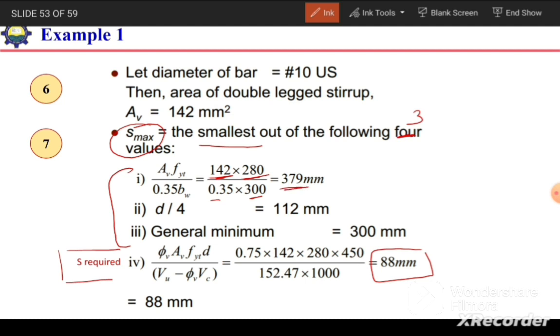So it comes out to be 379 millimeter, and as the Vs is more than 0.33 square root f_c prime, in that case the limit will be d by 4. So it is 112 millimeter, and the general minimum is 300 millimeter. So the least of these three is actually 112 millimeter, and S required should be less than this value.